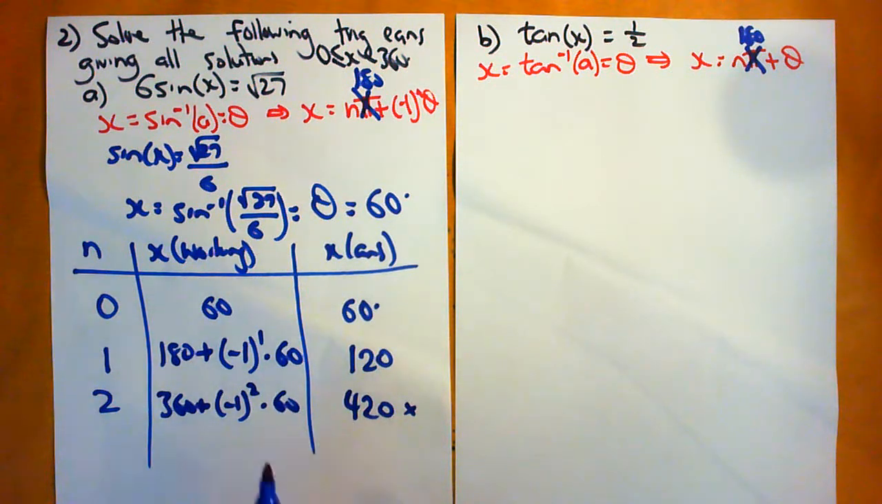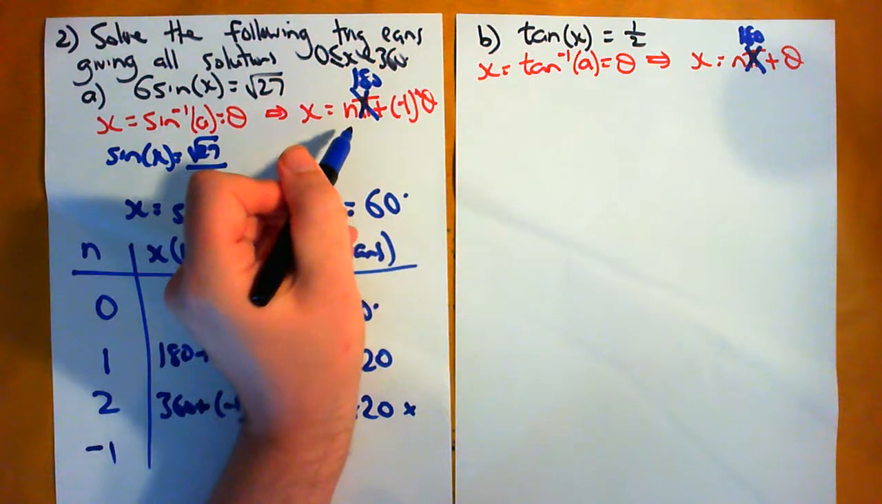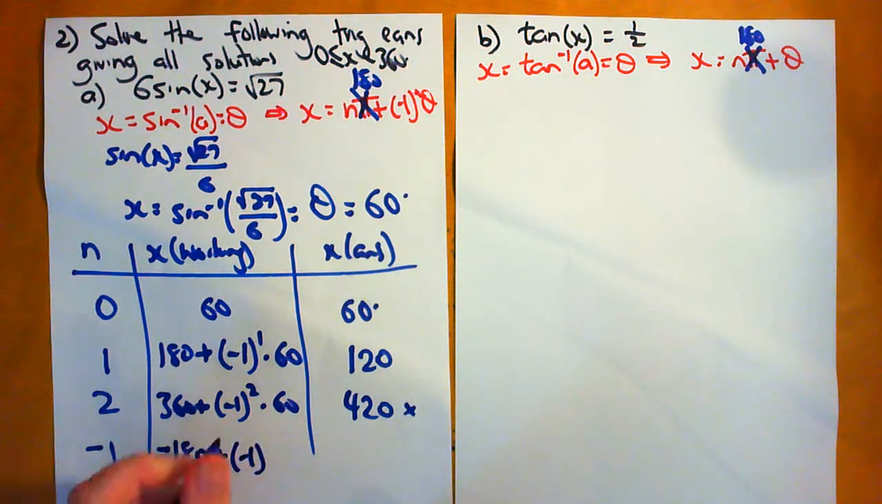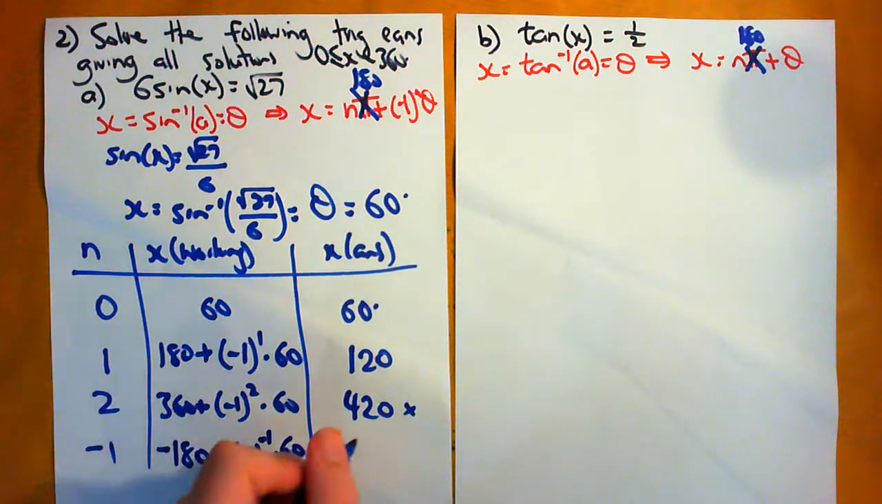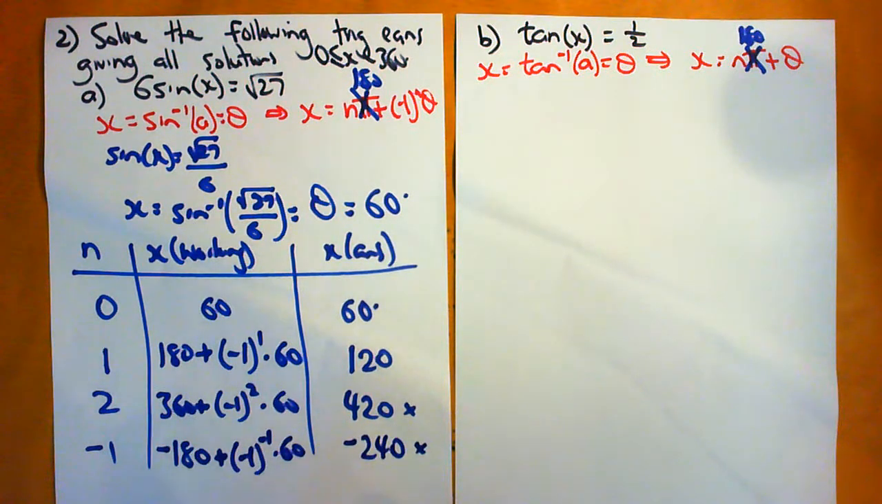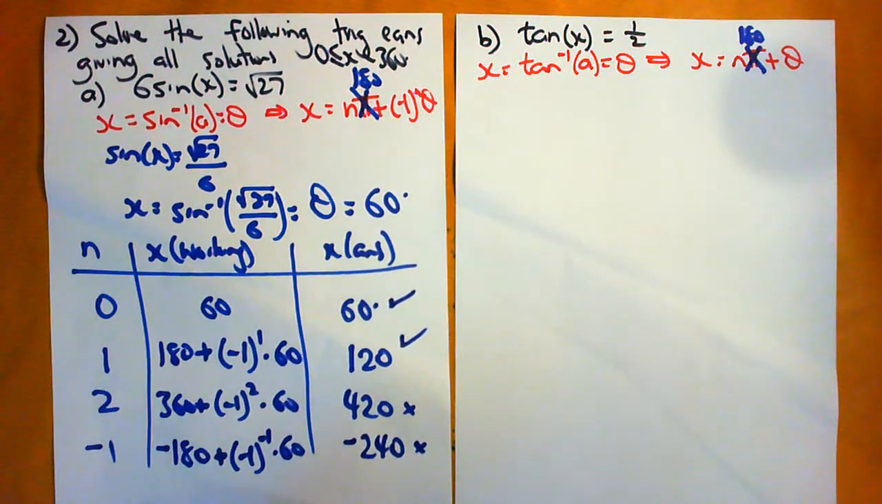Let's see if we've got anything between 0 and 60 degrees. So let's backtrack to negative 1. So if we put in n equals negative 1, we get negative 1 times 180 is negative 180, plus negative 1 to the negative 1 times 60. So what do we get there? We get negative 240, which is way too small. Okay, so we've got two solutions between 60 and 120. So we've solved 6 sine of x equals square root of 27.